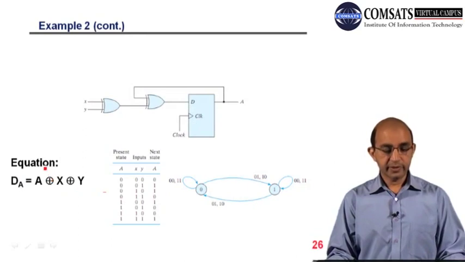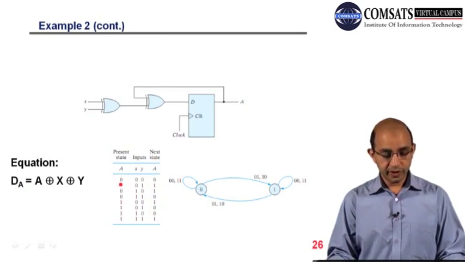From this state equation, this is the present state and this is the next state. So you can see we have the same story, the same sort of combinations: 0 0 0, 0 0 1, 0 1 0, up to 1 1 1. And this is the next state.